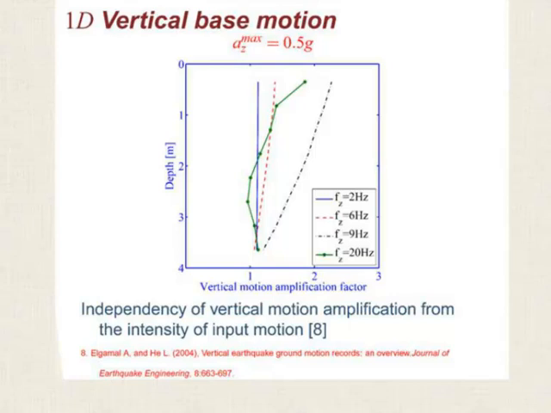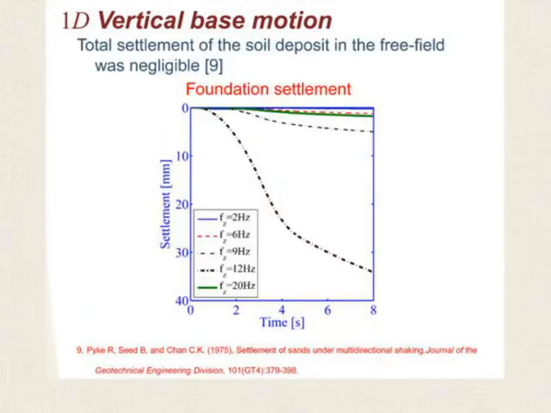We increase the amplitude of motion. In the previous slide, the maximum amplitude of the motion was 0.1 g. Here we increase it to 0.5 g. What we notice is that the amplification factor values didn't change much, except for the one that was near resonance. That had a significant deformation. That's why it's not shown in this slide. As far as settlement, settlement was relatively small under vertical motion, and only in the case when the frequency was 12 Hertz, we got a settlement of about 33 millimeters.